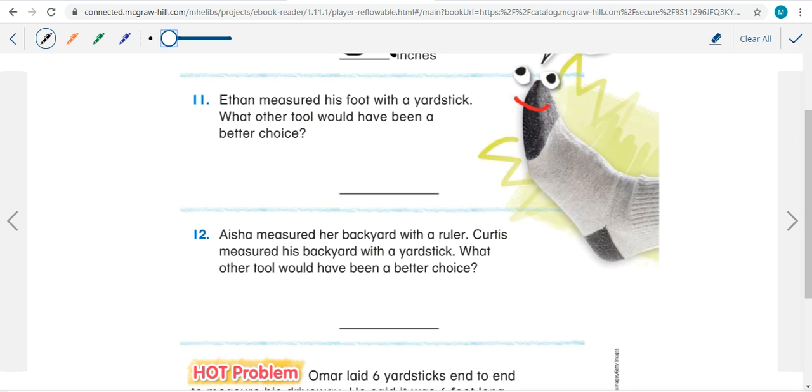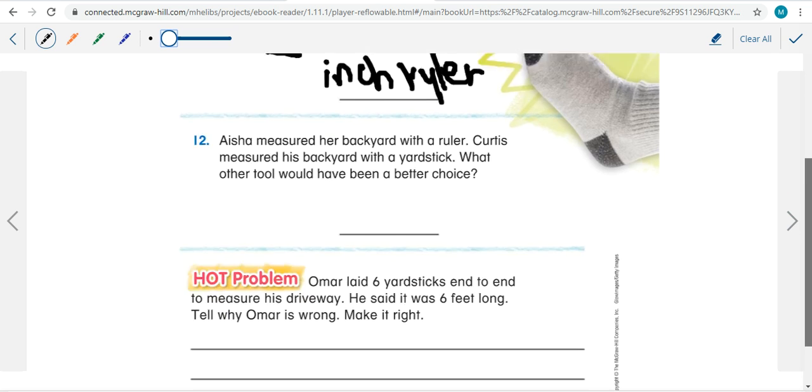Number 11. Ethan measured his foot with a yardstick. What other tool would have been a better choice? Remember, you are choosing between the proper measuring tools to measure. A yardstick is very long, and as you can see, a foot is small. So it's better if he chooses an inch ruler. Okay, sorry about my handwriting. So the answer for number 11 is inch ruler.